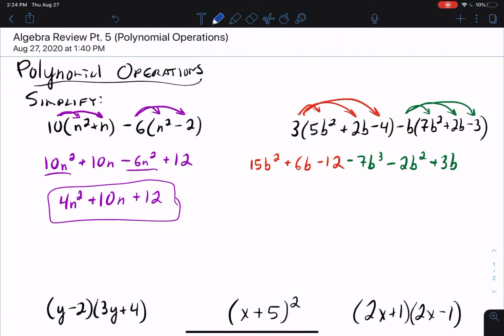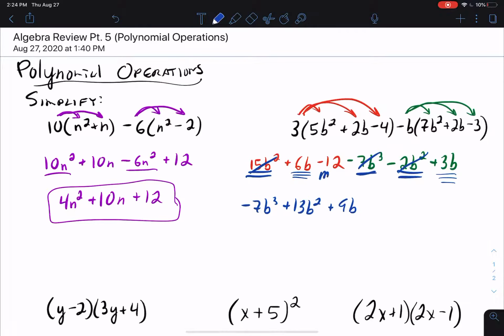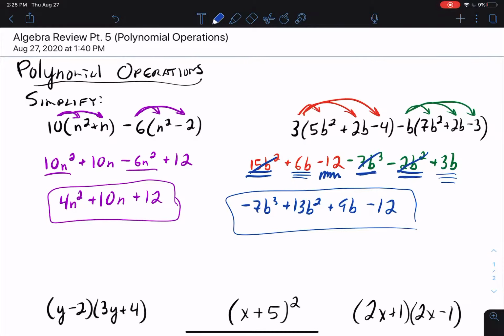So we've got negative 7b cubed. We've only got one b cubed term, so we're done with this one. Next up is the b squareds. We have 15b squared minus 2b squared. That'll give me 13b squared. So we're done with those now. Now, next we've got 6b plus 3b. That'll give me 9b. And then last but not least, we've got this minus 12. All right, so that is how we simplify those.